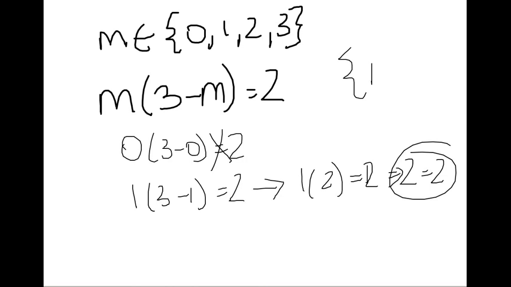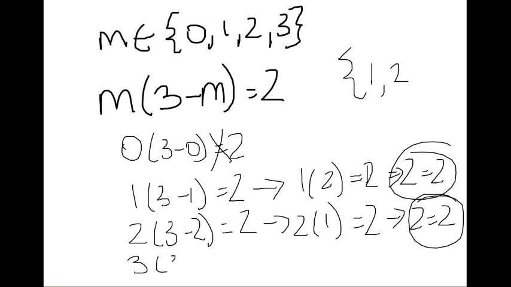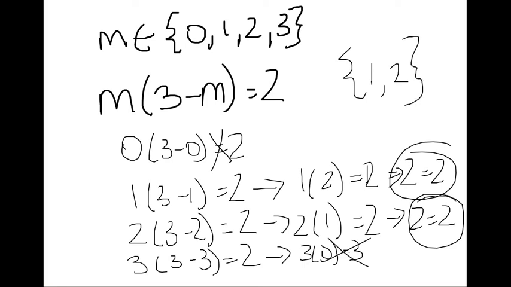Let's keep going. 2 times 3 minus 2, does that equal 2? Well, that's 2 times, and what's 3 minus 2? 1. So I have 2 times 1, and does that equal 2? Well, 2 times 1 is 2, and 2 equals 2. So yes, 2 is also a solution. Let's try 3. 3 times 3 minus 3, does that equal 2? Well, that's 3 times 0, and does that equal 2? No. So my solution set is 1 or 2.